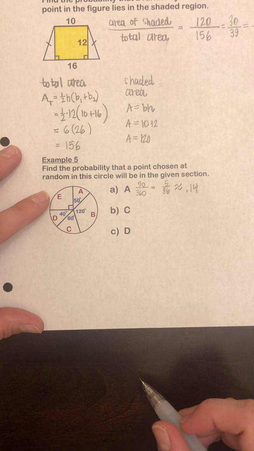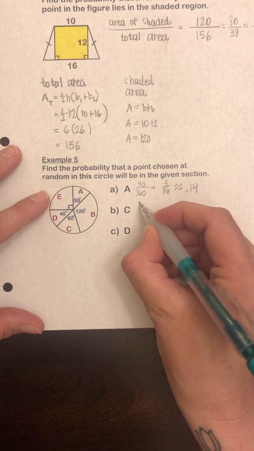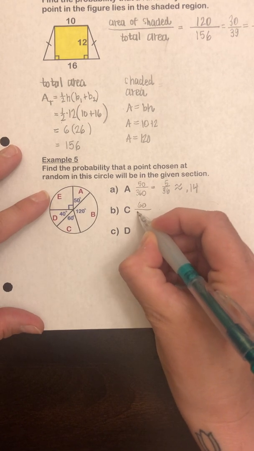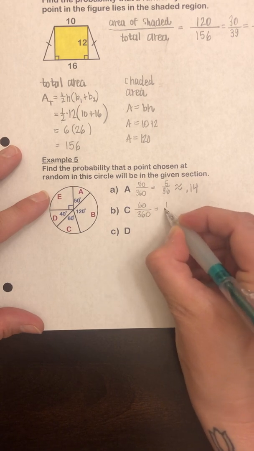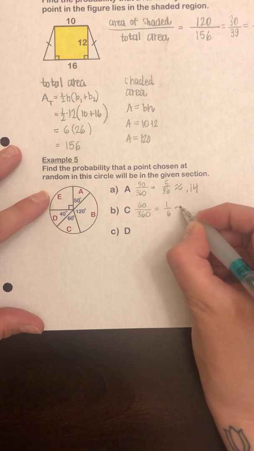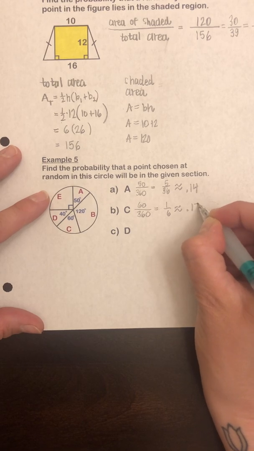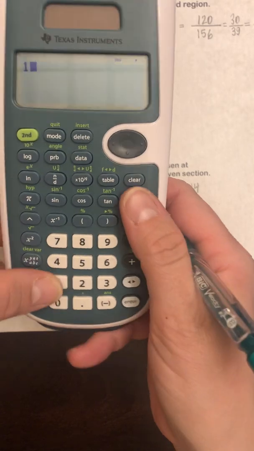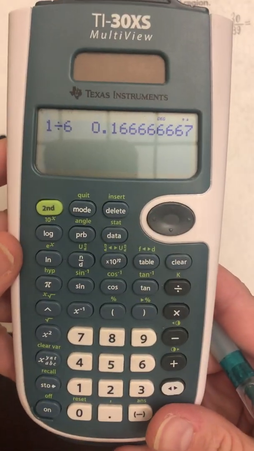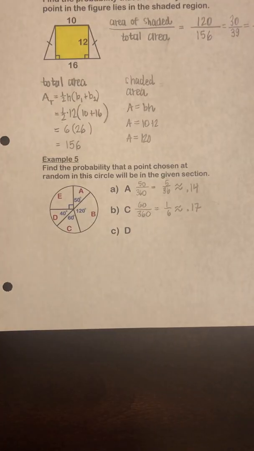So I think C and D will be easy to do as well. So if we land in section C, that is 60 degrees over a total of 360 degrees. That reduces to 1/6. If I am not mistaken, that's going to turn into 0.17, but let's try it with the calculator because sometimes I screw up. I got it.